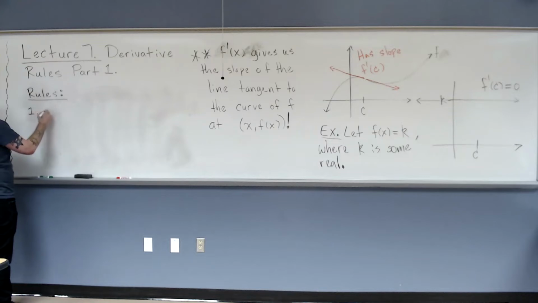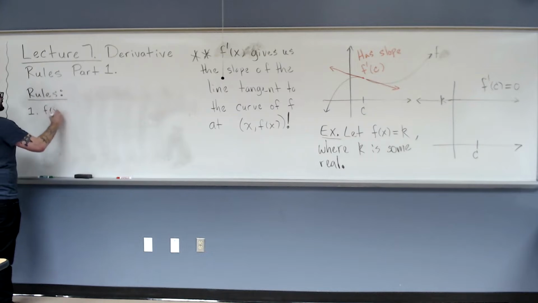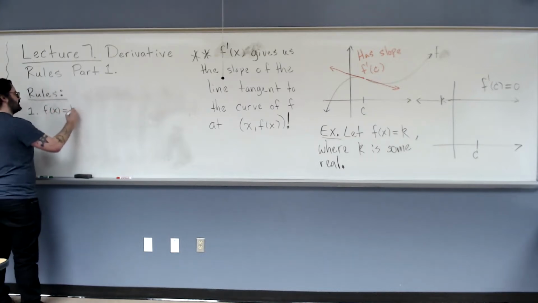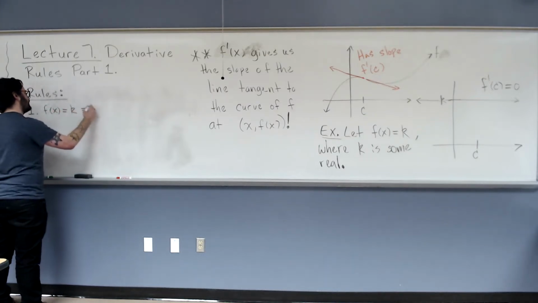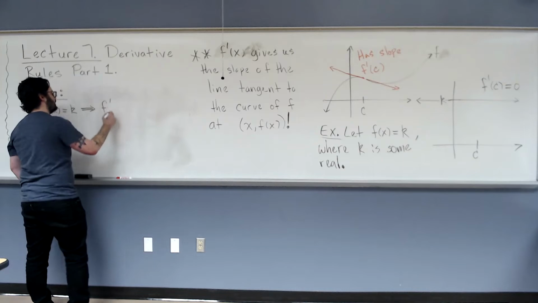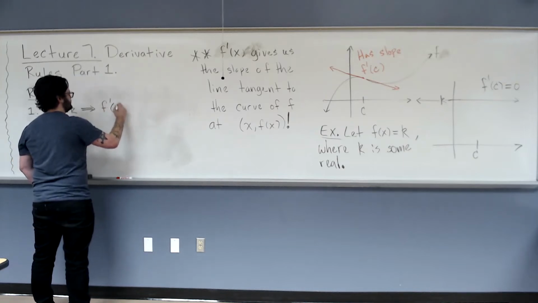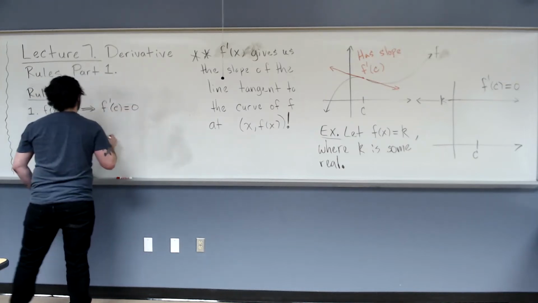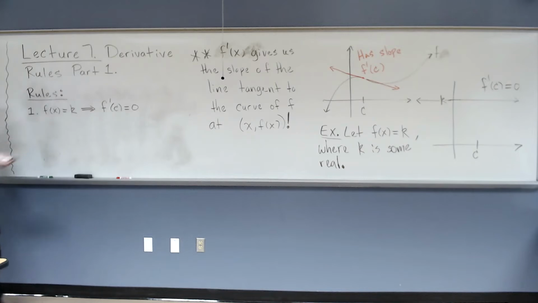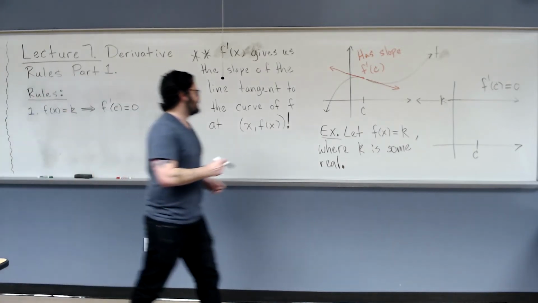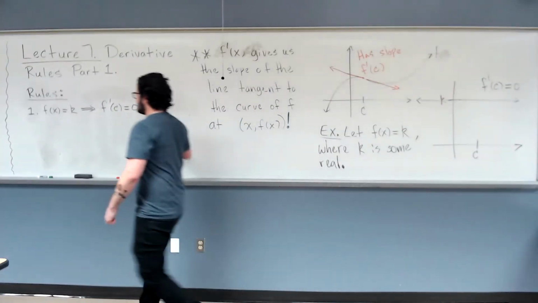One, we can say f of x equals some constant implies that f prime of c is equal to 0 for all real numbers c. Okay. Now we can introduce Leibniz notation to make this cleaner looking.